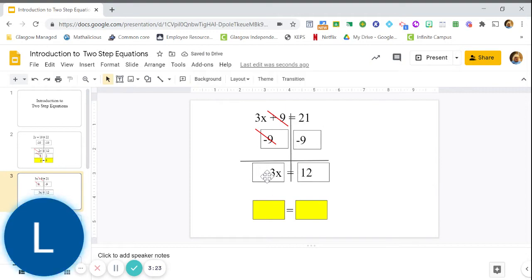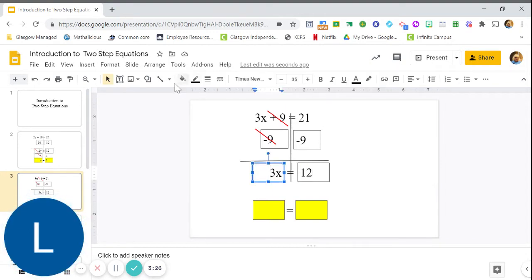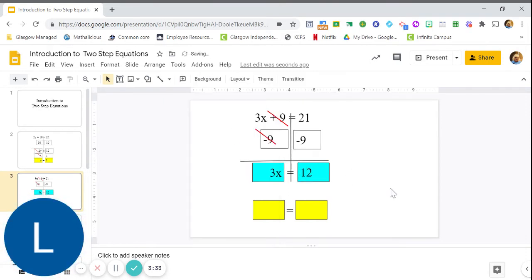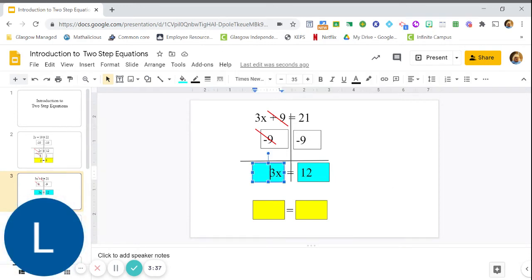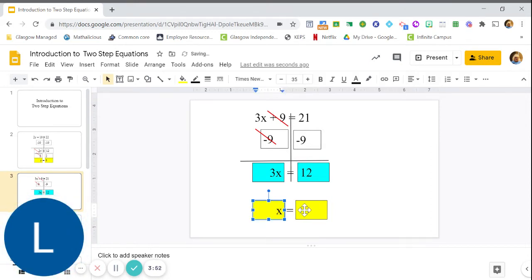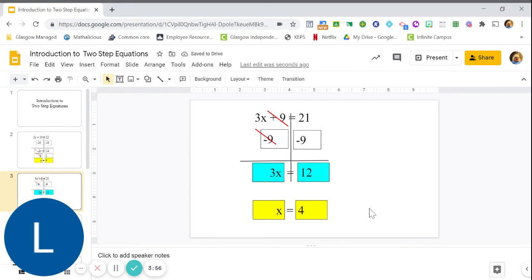And now I have a new equation. Let's highlight this so we can focus on it. I have this new equation, which is 3x equals 12. 3x side by side, right there, means to multiply by 3. So instead, I will do the opposite and divide by 3. So 3 divided by 3 leaves me with the x, and 12 divided by 3 gives me 4. So x would equal 4.